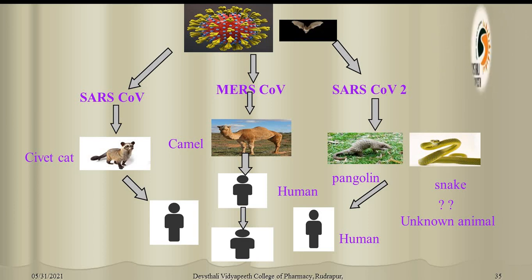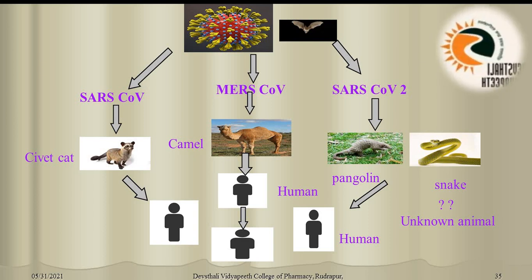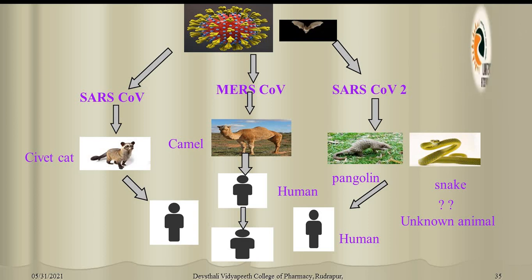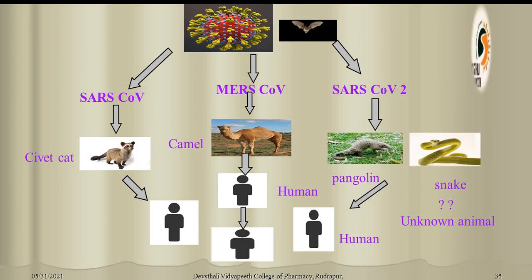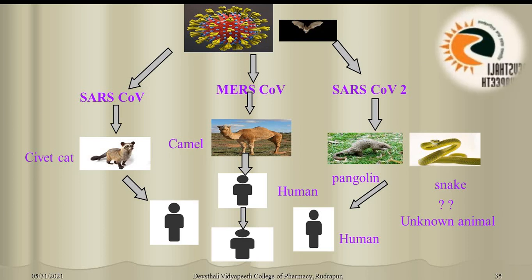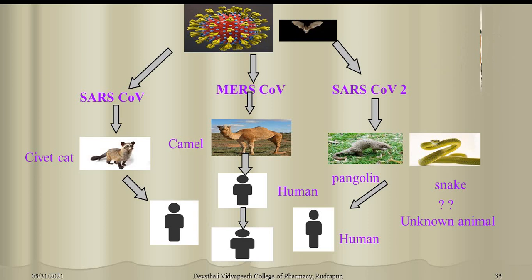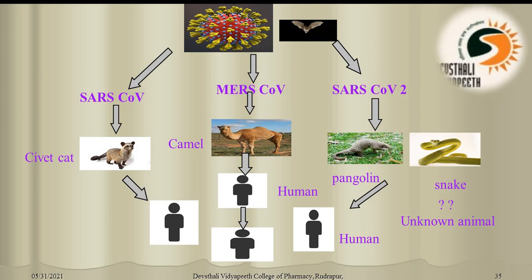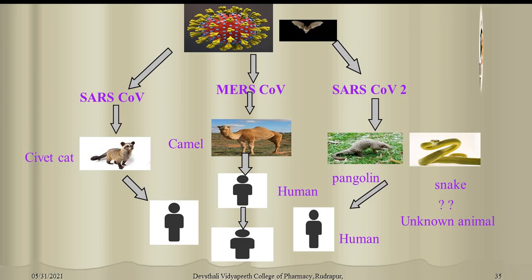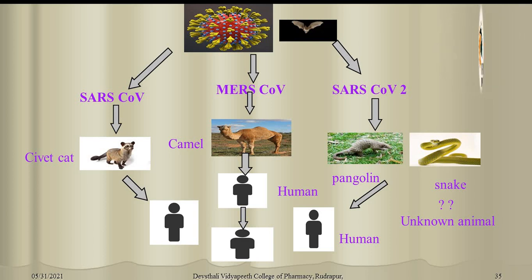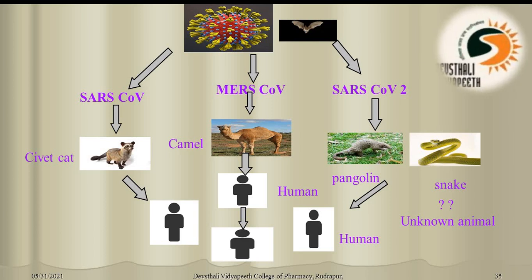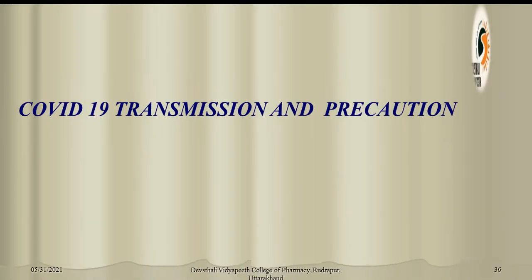In the SARS-CoV of 2003, the intermediate animal was the civet cat, which then transmitted the virus to humans. MERS-CoV was transmitted to dromedary camels, and dromedary camels are responsible for transmission to humans. For SARS-CoV-2 of 2019, pangolins and snakes were suggested, but the animal responsible for the transmission to humans still remains unknown.